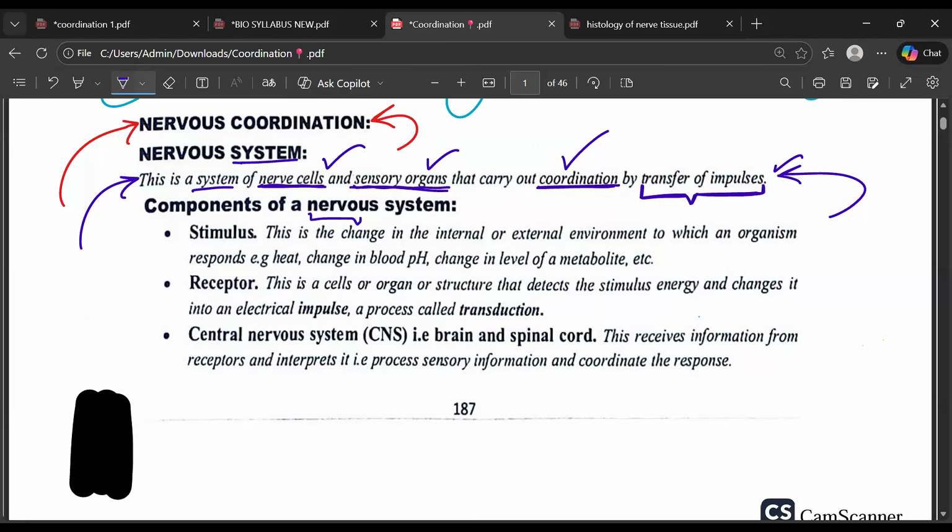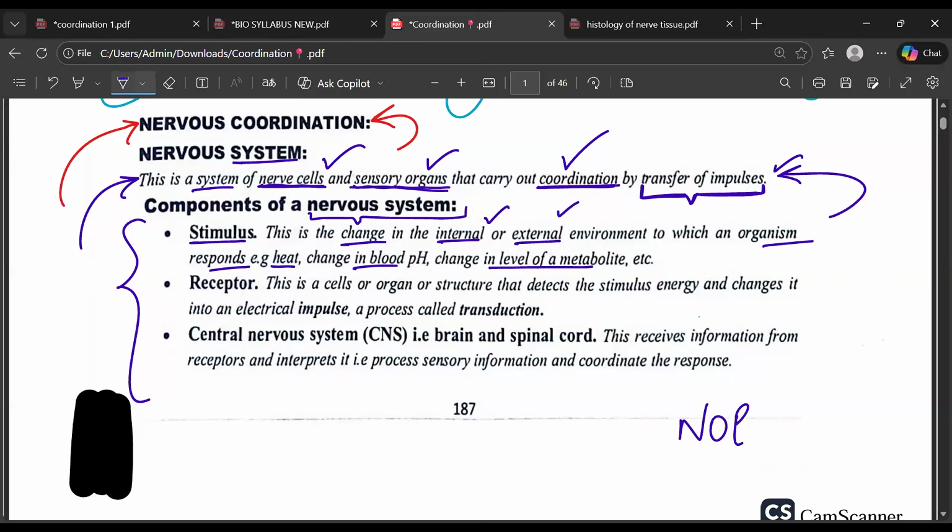So, components of the nervous system. What are those things that really make part of the nervous system? Stimulus. They're saying this is the change in the internal or external environment, to which an organism responds, because we agree that the final thing is the response. It can be a change in heat, change in blood pH, change in level of a metabolite. We shall see that. The metabolite can be glucose. If your glucose levels increase beyond what you're used to, or what they call the norm, we shall see that in homeostasis.